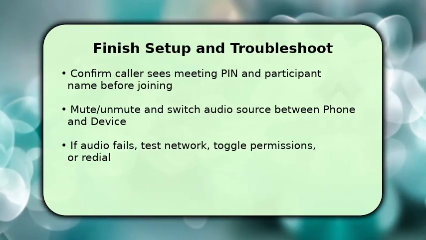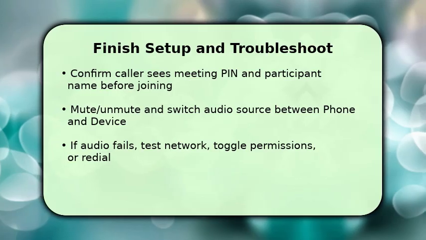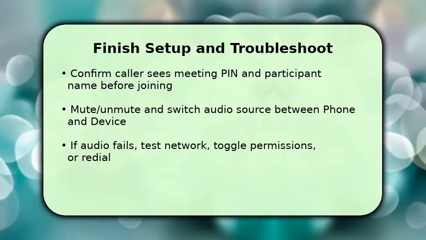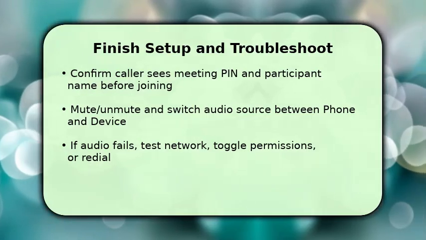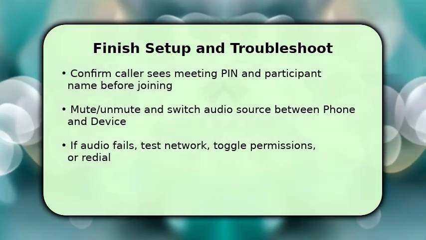If audio quality or connection fails, first test your cellular signal and Wi-Fi, then toggle microphone permissions in settings. If that fails, hang up and redial using the shown local number and PIN. This usually resolves dial-in issues quickly.